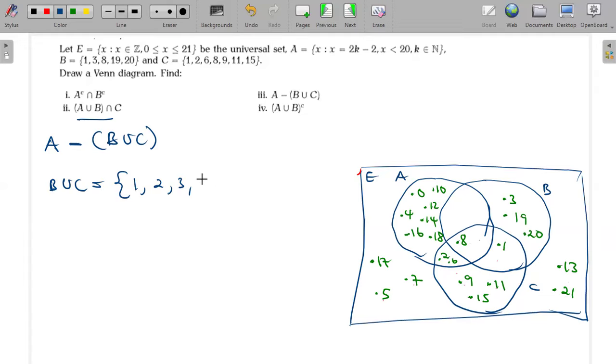6, yes, 6 is there in what I said, C. 6, and then you have, what do we have? 6, 7, no. 8, yes. And then 9, yes. 10, no. 11, yes. And then 12, no. 13, no. 14, no. 15, 15 is there in the set C, so 15. 16, no. Then 17, no. 18, no. 19, yes. So 19 is there. So you have 19 there, and then you have 20. So 20 is there.